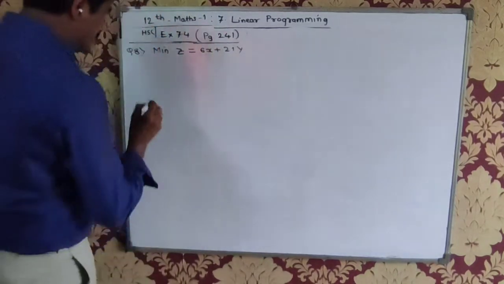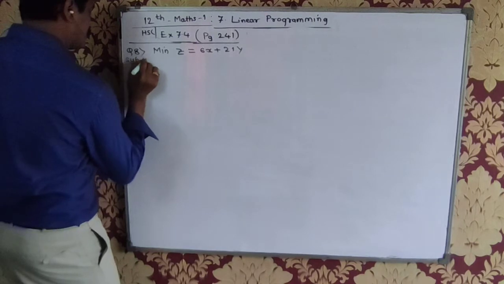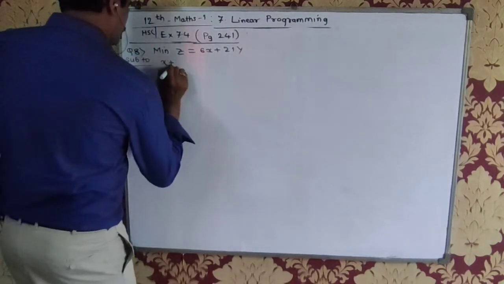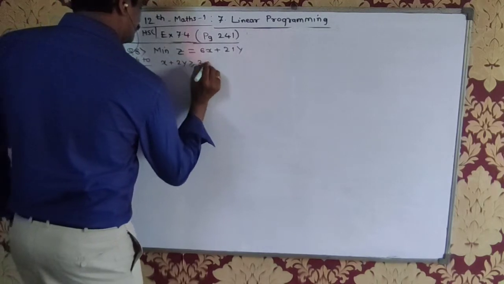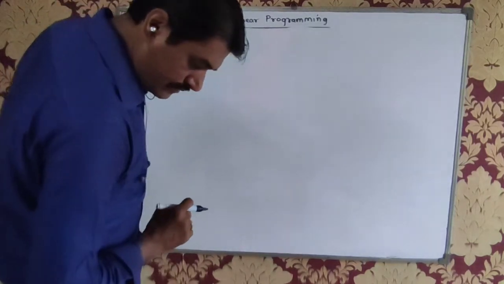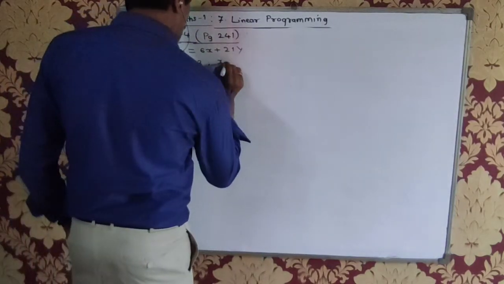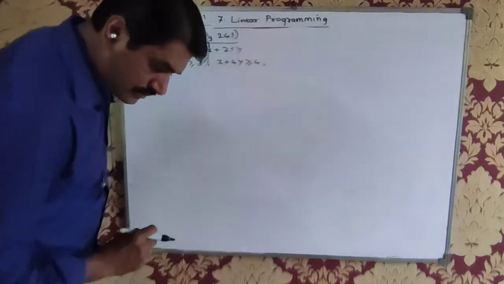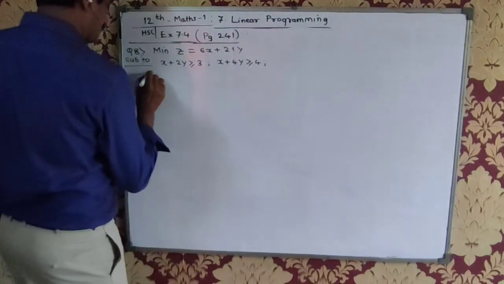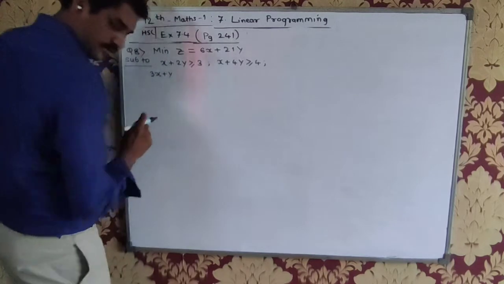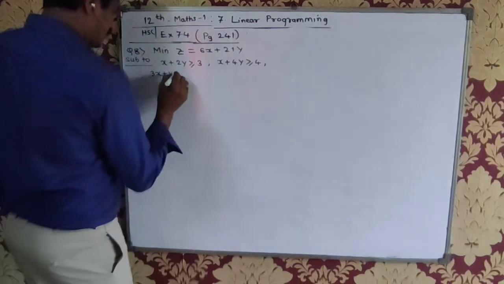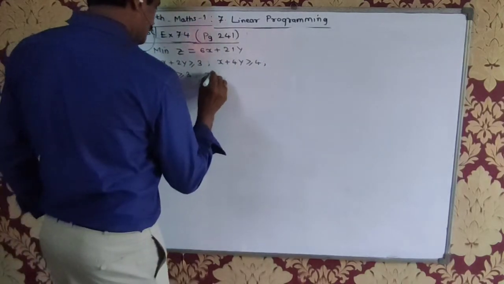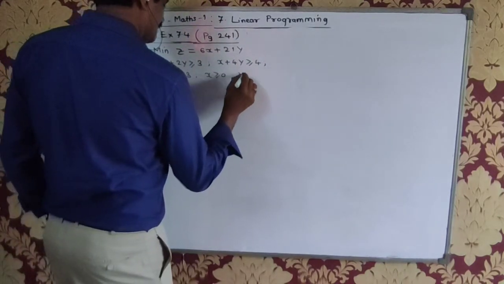Subject to constraints: x plus 2y is greater than or equal to 3, x plus 4y is greater than or equal to 4, 3x plus y is greater than or equal to 3, x is greater than or equal to 0, y is greater than or equal to 0.